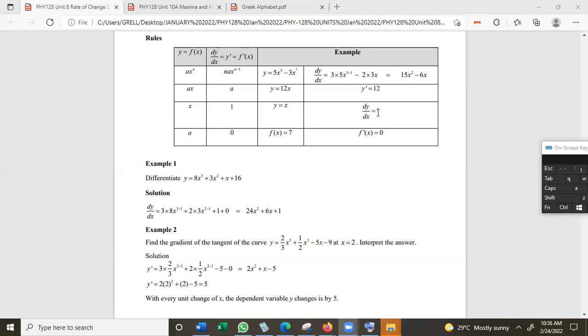When x changes by 1, y changes by 1. When x changes by 1, y changes by 0. A horizontal line has no y change. So that's why the gradient of a constant is 0.